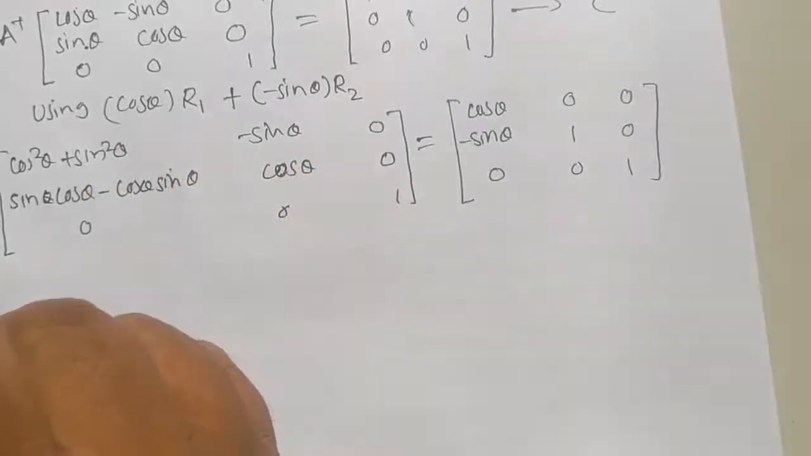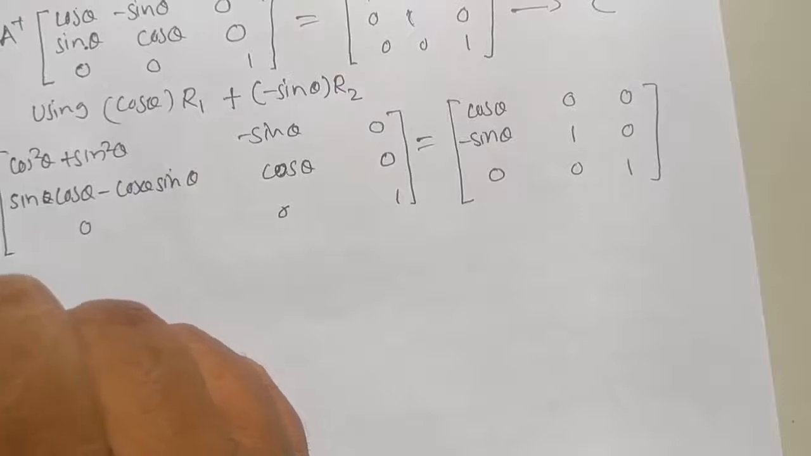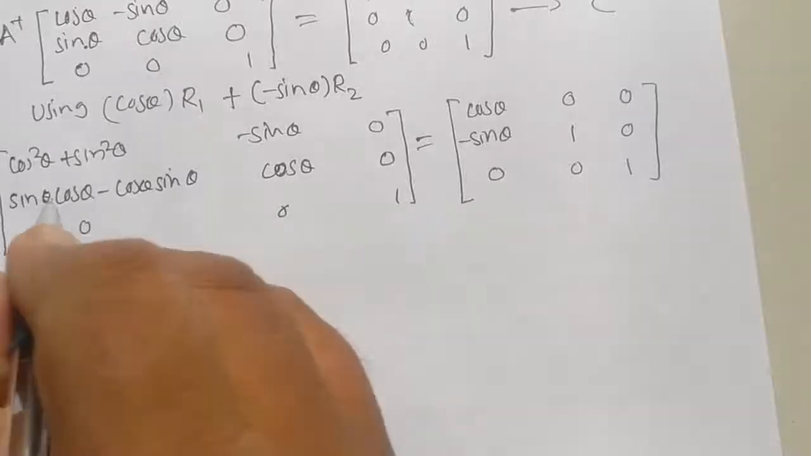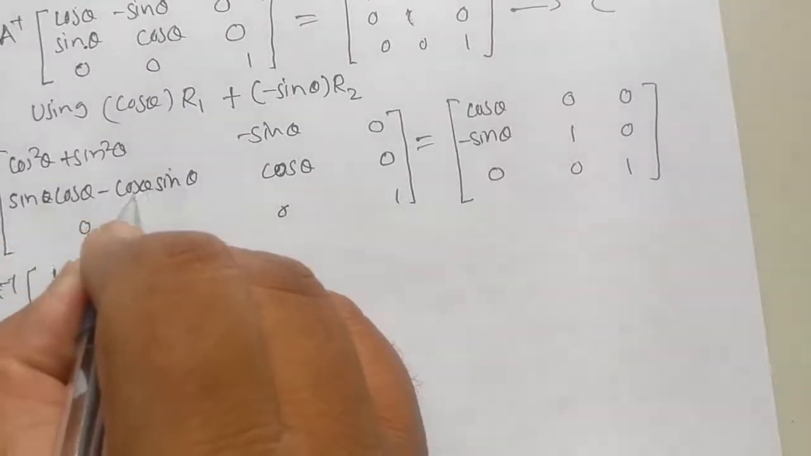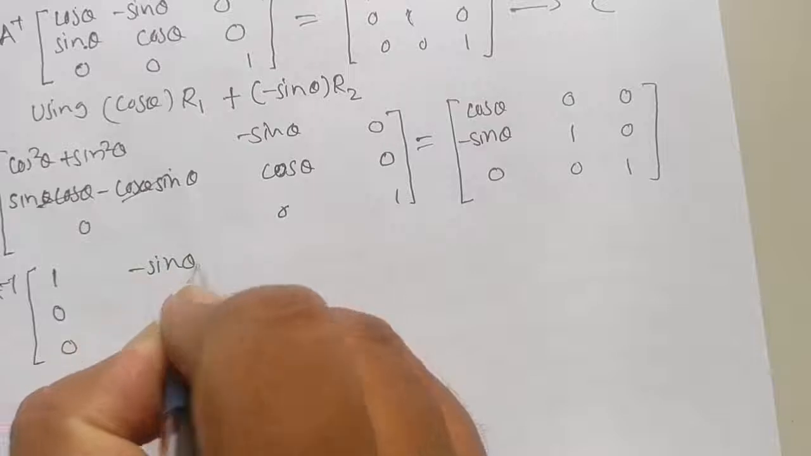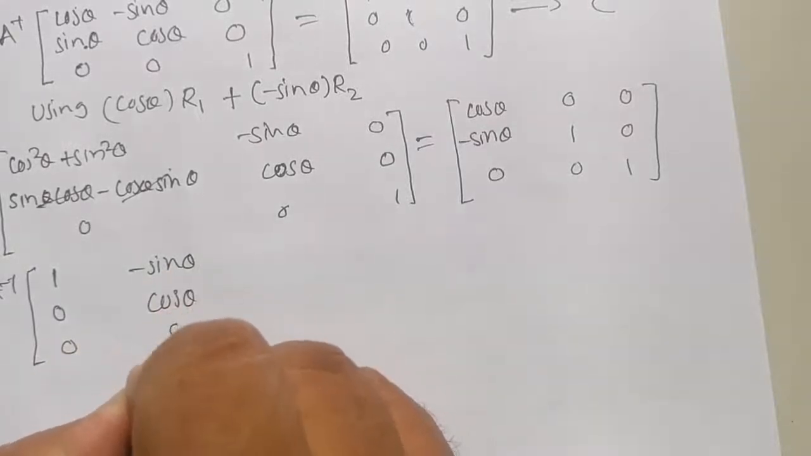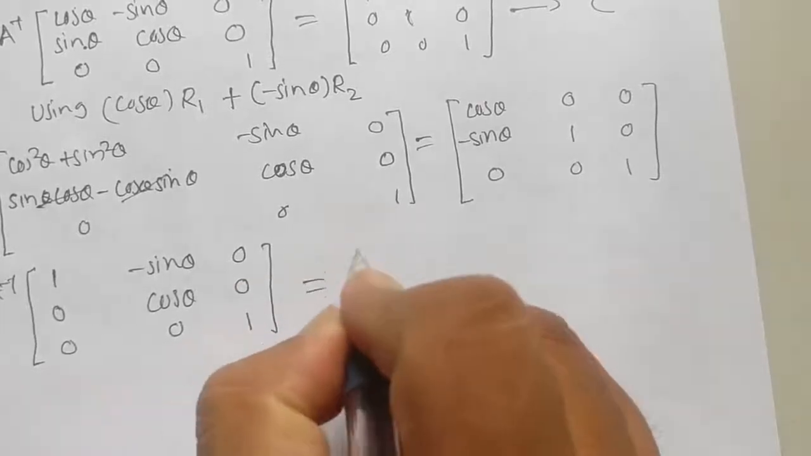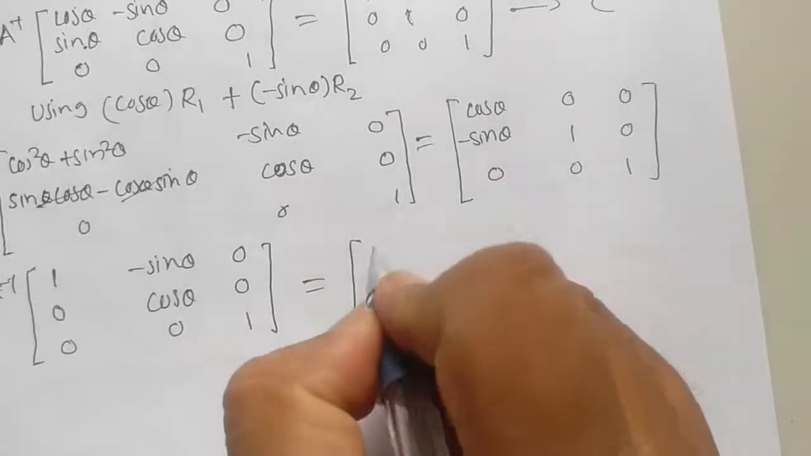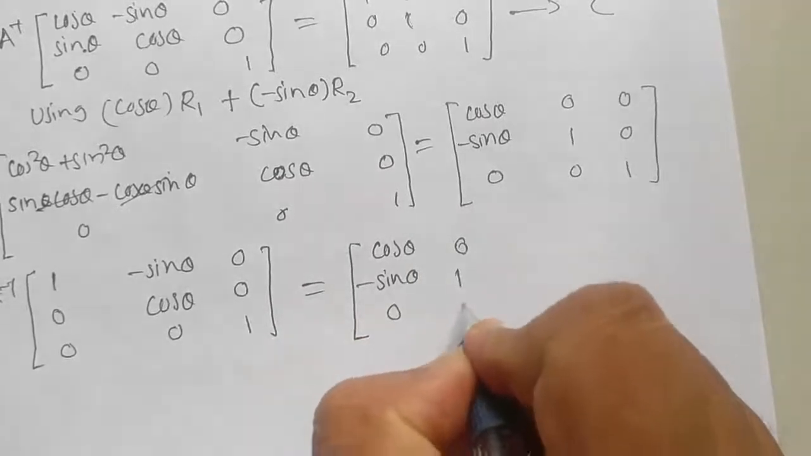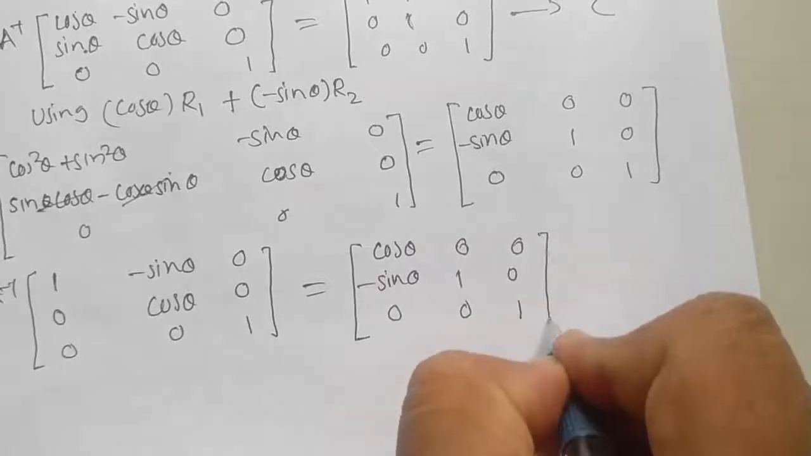Therefore, simplifying, that is A inverse into cos square theta plus sin square theta becomes 1. Sin theta cos theta minus sin theta into cos theta, they cancel each other, so it is 0. So it is 0, minus sin theta cos theta, 0, no change in the column number 2, no change in the column number 1, is equal to, the same as cos theta, minus sin theta, 0, 0, 1, 0, 0, 0, 1.